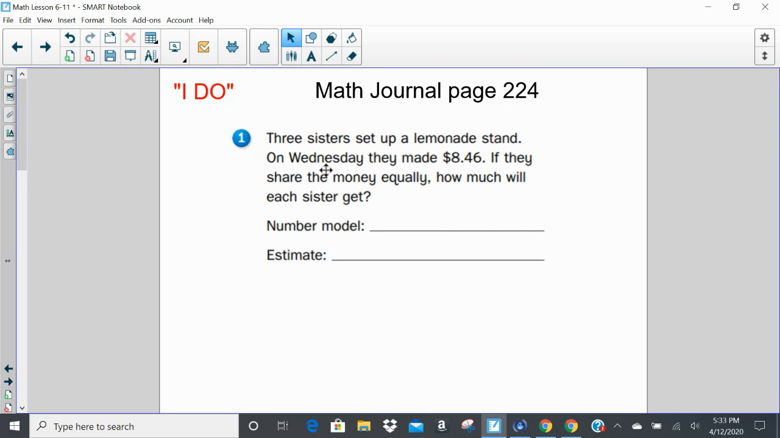So let's take a look at number 1. So let's go ahead and CUBE it real quick. And I'm sorry if you hear my dogs right now.